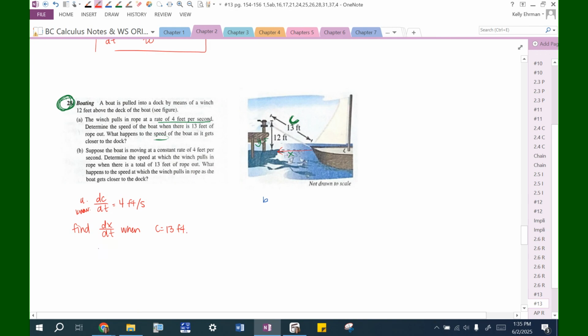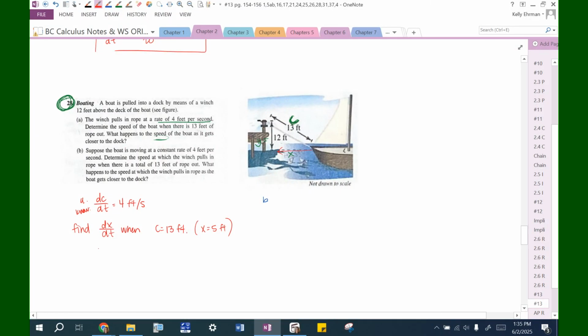And what do we know? Remember, we're probably going to need to know x. What is x when this is 13? This is another triple, 5, 12, 13. X equals 5. And then follow-up question, what happens to the speed of the boat as it gets closer to the dock?